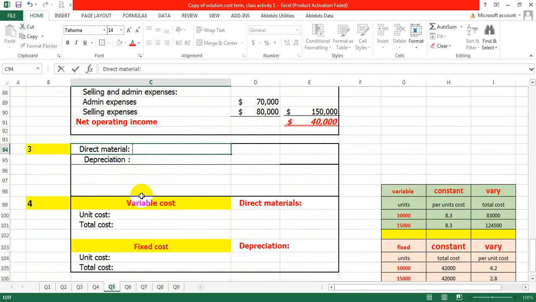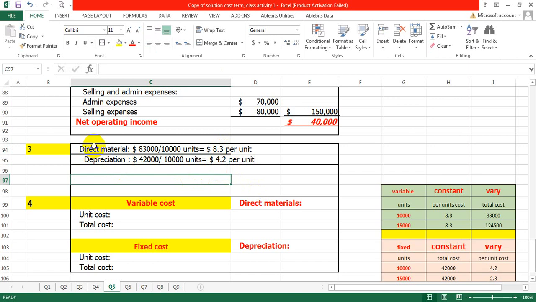Direct material first. Direct material cost we have already calculated, that was 80,000, and units produced 10,000, right? This is the cost and this is the units. Clear? So after dividing these values, what did we get? We got 8.3 per unit. So my per unit cost of direct material is 8.3. Now what about depreciation? My depreciation cost was 42,000, right? And my units are 10,000 units. So what will I get? Again I will get 4.2 per unit, right? Okay, third one we have done.